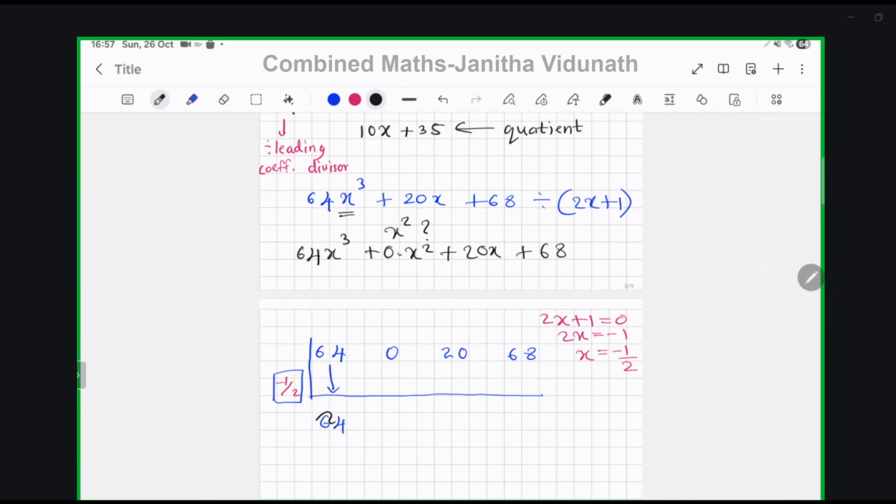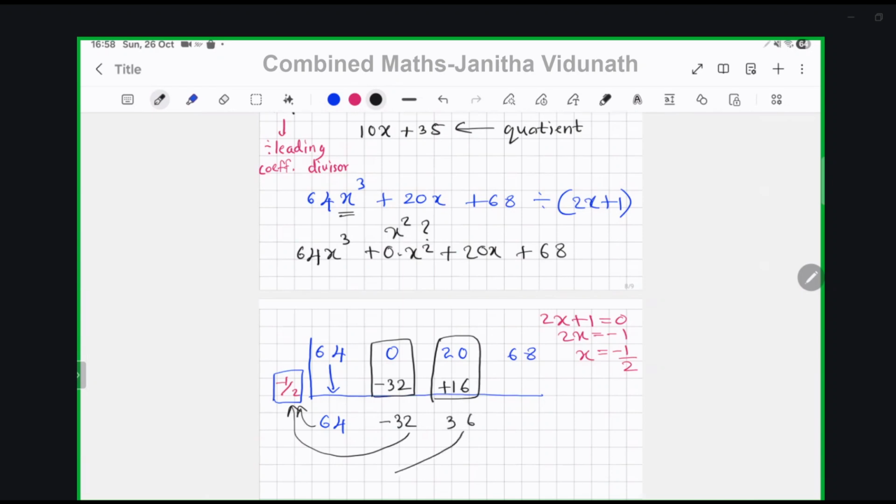Now 64 needs to be multiplied with minus half. That means the result is minus 32. We keep that in the next column. Then we add the numbers in the same column: 0 plus minus 32 is minus 32. Then we multiply minus 32 with minus half. That means plus 16. Then 20 plus 16 is 36.